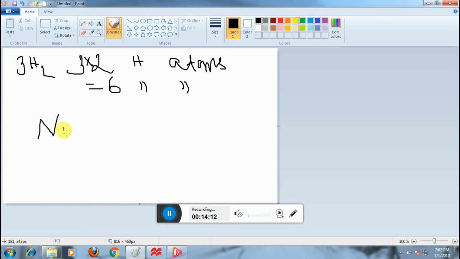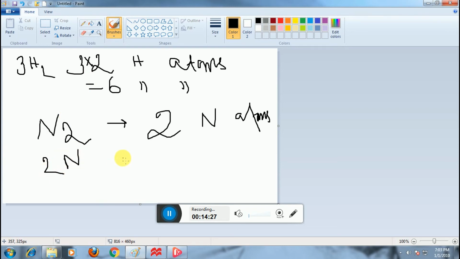Now N2 contains 2 nitrogen atoms, and 2NH3, since it contains 2N, contains 2 into 1, because in NH3 1 nitrogen atom is present, so 2 nitrogen atoms are present.